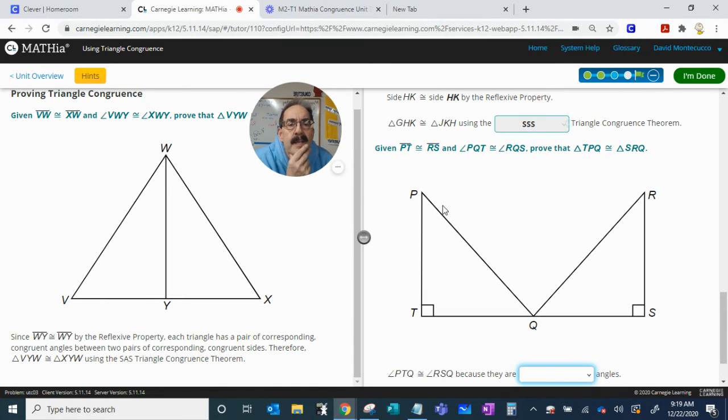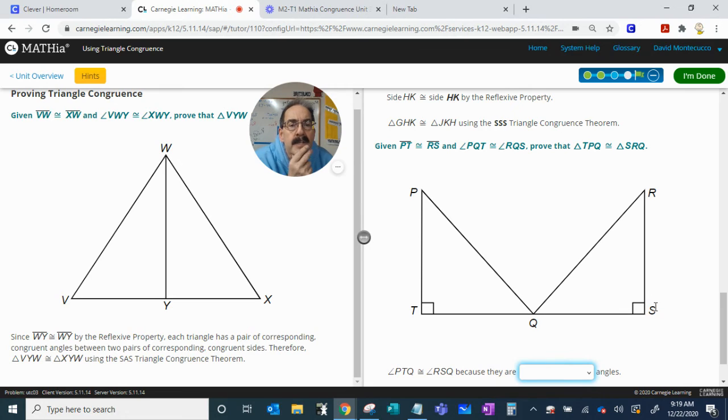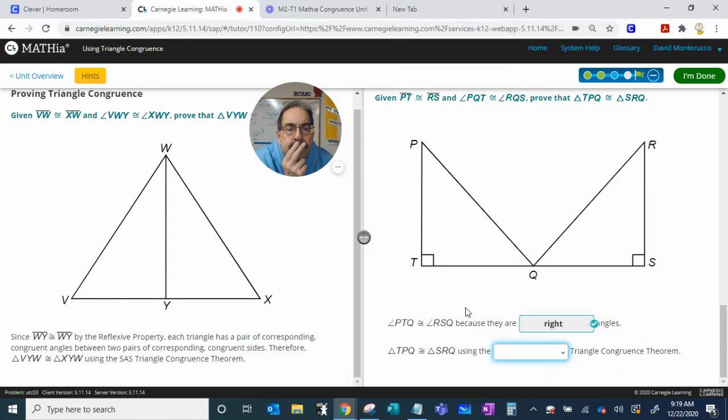Okay, now PT, RS, PQT, angle, side. PTQ, they are right angles. Angle, side.